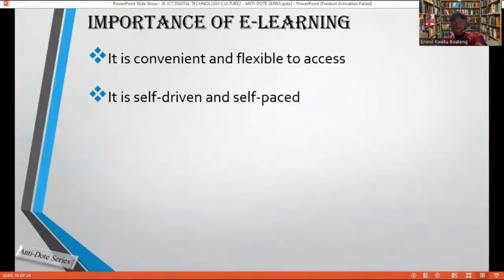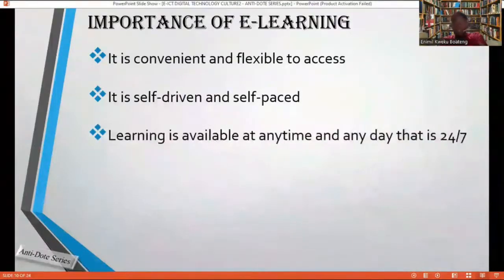So you do it according to your strength or might, self-paced. Learning is available at any time and any day. That is 24/7, and this works for both synchronous and asynchronous. It's available anytime and any day. That is 24/7. Teacher can say that, okay, at 10 p.m., we are having our first class. At 7 a.m., we are having our first class. Anytime, any day, so long as you have an active internet connection, depending on what you are doing.